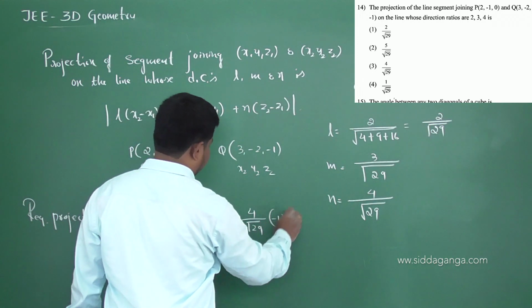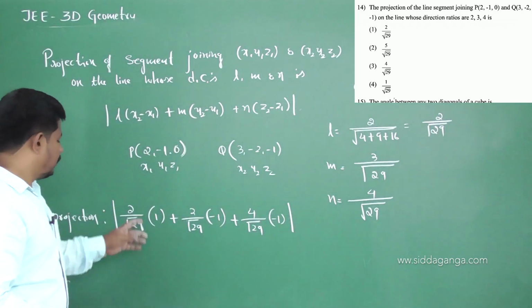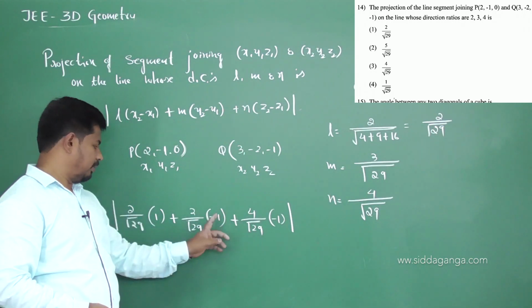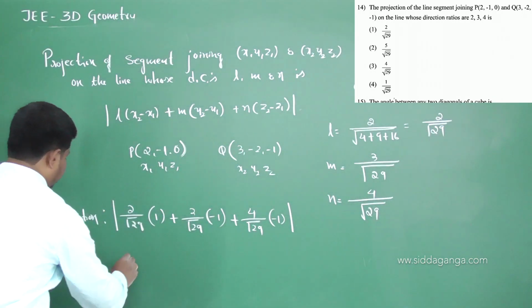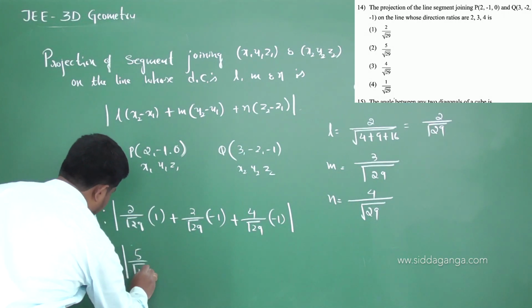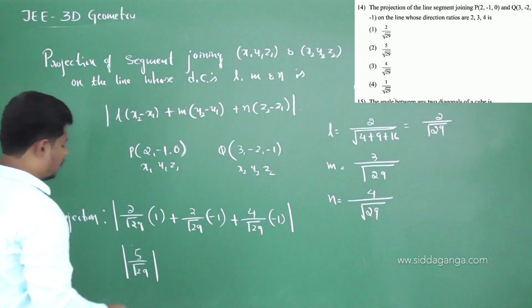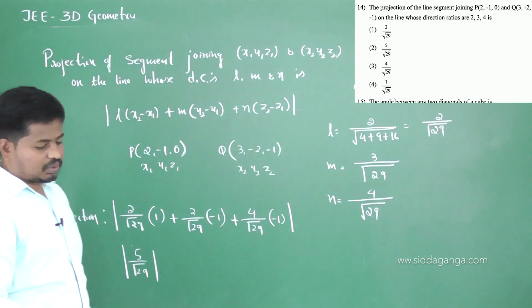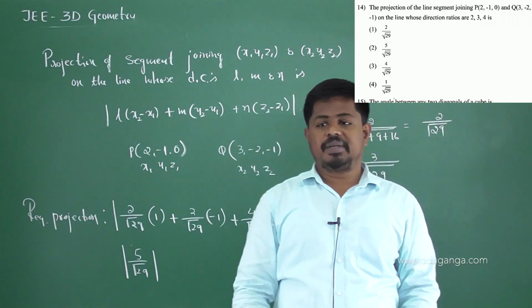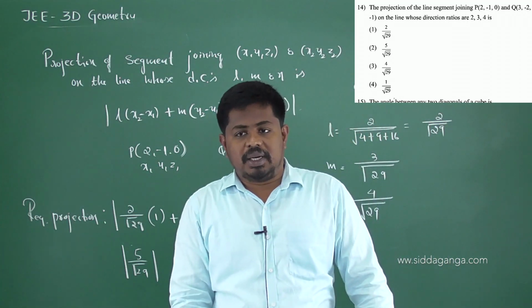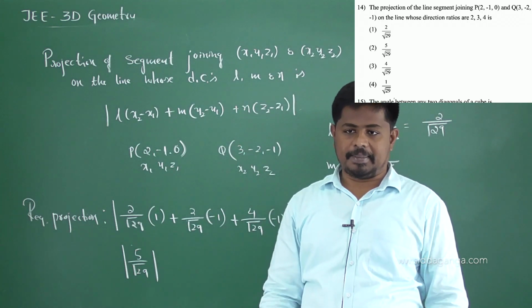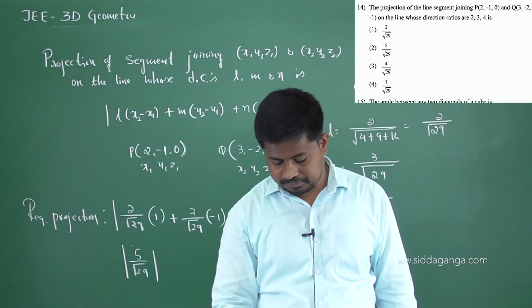So 2 by root 29 minus 3 by root 29 minus 4, so minus 3 minus 4 is minus 7, minus 7 plus 2, so you get minus 5 by root 29. Modulus of that is 5 by root 29. So 5 by root 29 is our projection of the line joining P and Q on the line with ratios 2, 3, 4. So option 2 is the correct one, 5 by root 29.